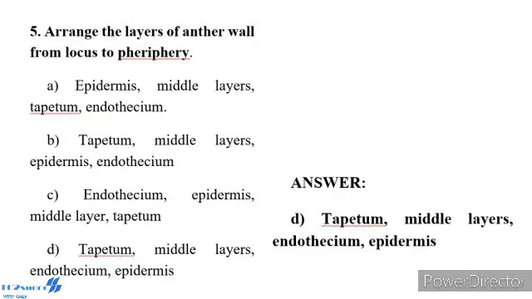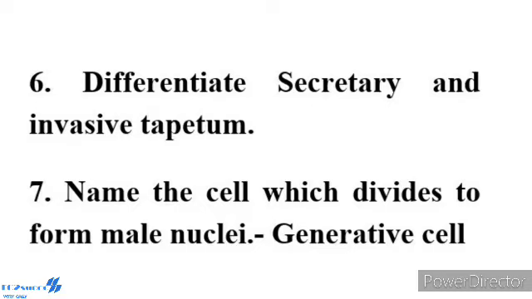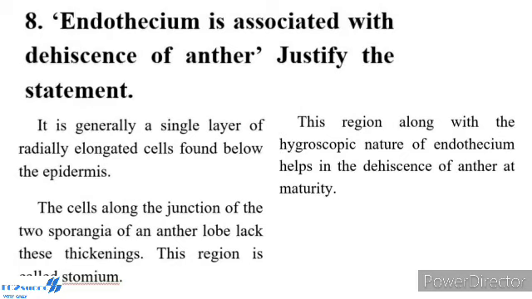Fifth question: arrange the layers of anther wall from locus to periphery. Arranging the layers from locus to periphery means center to periphery. Answer: tapetum, middle layers, endothecium and epidermis. Sixth question: differentiate between secretory and invasive tapetum. Seventh question: name the cell which divides to form male nuclei. Answer: generative cell.